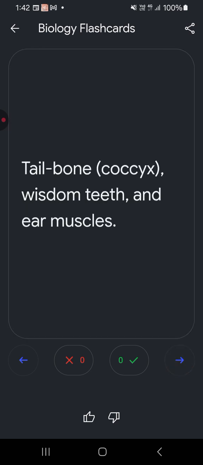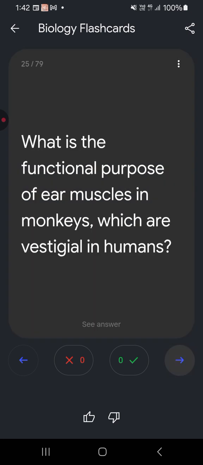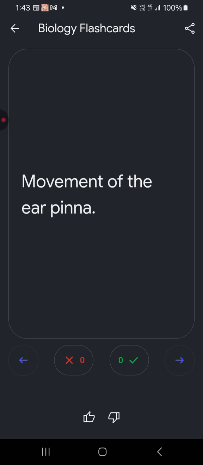Tailbone, wisdom teeth, and ear muscles. These are the other three vestigial organs found in the human body. What is the functional purpose of ear muscles in monkeys, which are vestigial in humans? Movement of the ear pinna.